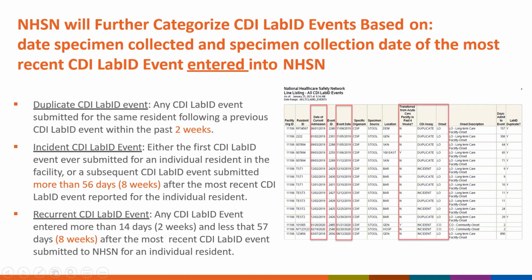There are analysis reports built into NHSN that will allow you to see a resident level record of all entered LabID events and the NHSN assigned categorization. Here is an example of what you can expect to see. And as I mentioned previously, duplicate CDI LabID events will be excluded from rate calculations.